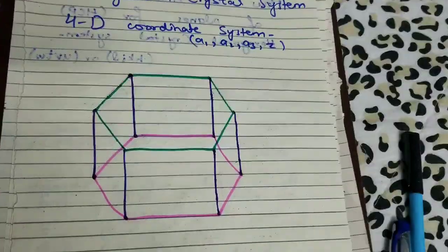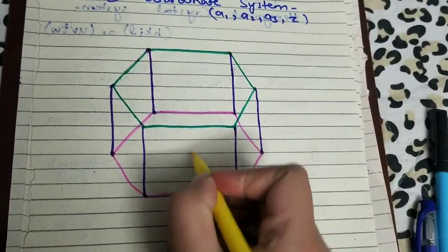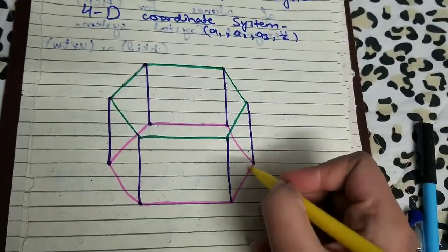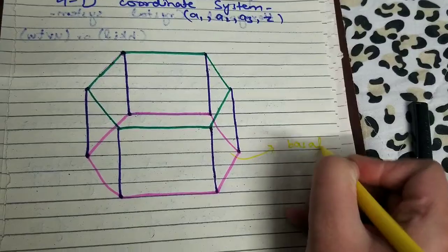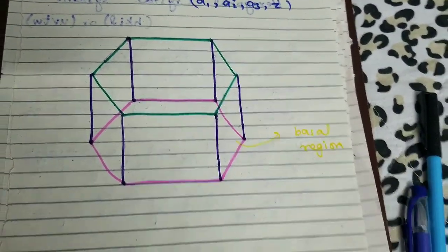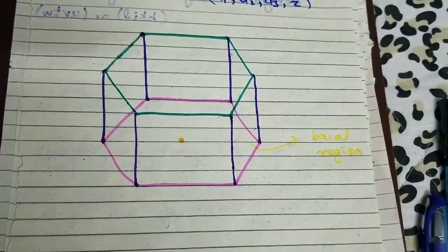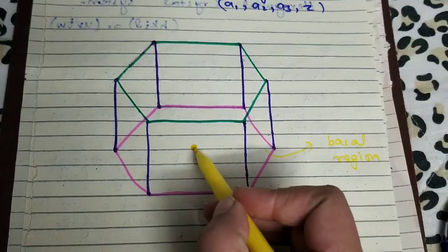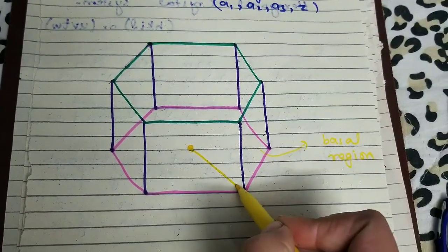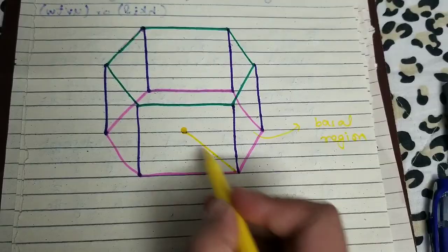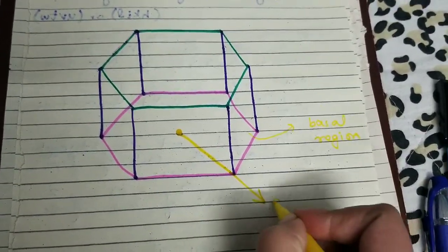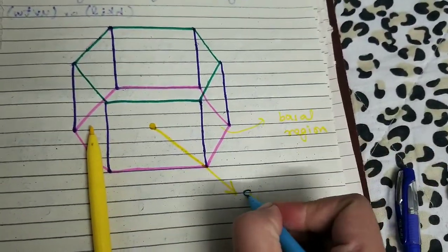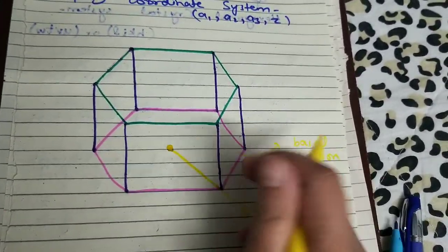And now, this is the basal region. The base region is known as the basal region, specifically in HCP. The centermost point is the origin. All right, so now from the center to this corner, this axis line is the A1 axis. This is the A1 axis.